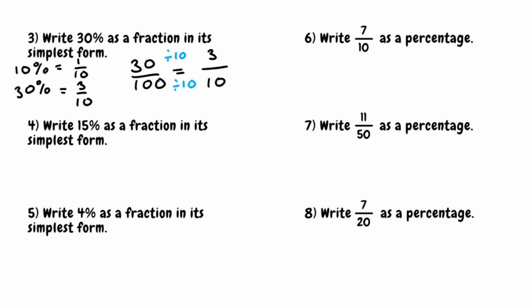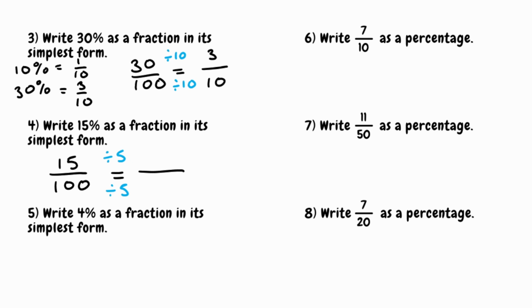Okay, for this next question, we want to write 15% as a fraction, again in its simplest form. So 15% as a fraction we can write as 15 over 100. So that's 15% as a fraction. We now want it in its simplest form. So I want to divide the numerator and denominator by the highest common factor. Well, the highest common factor of 15 and 100 is actually 5. So I'm going to divide the top and bottom both by 5.